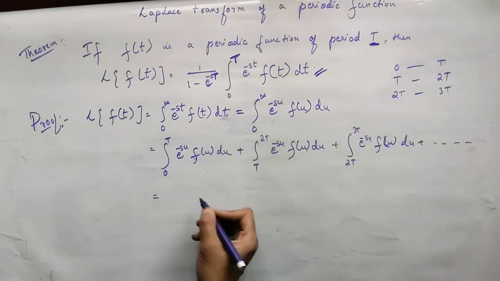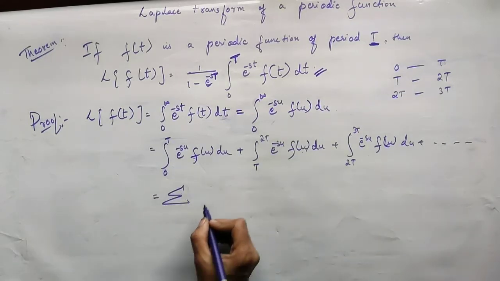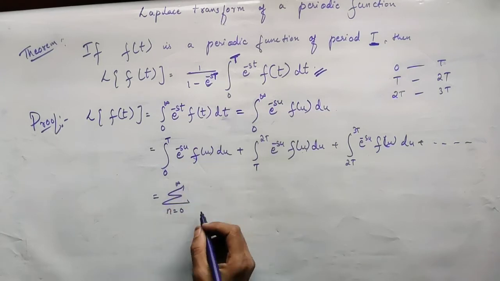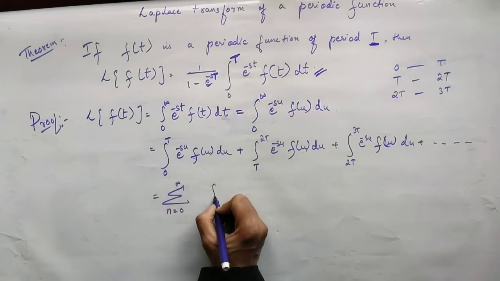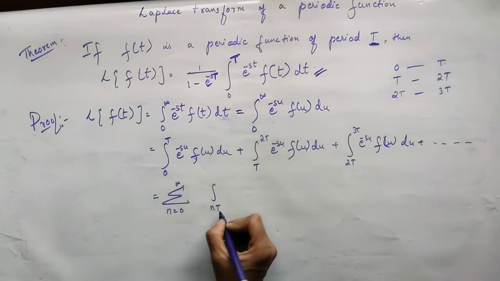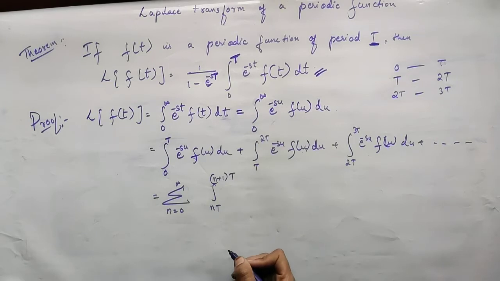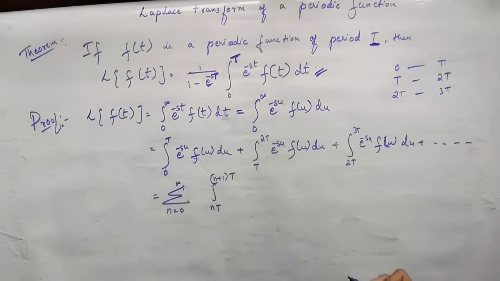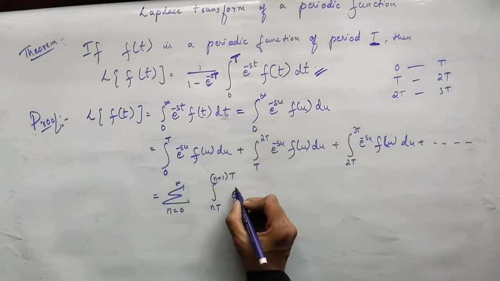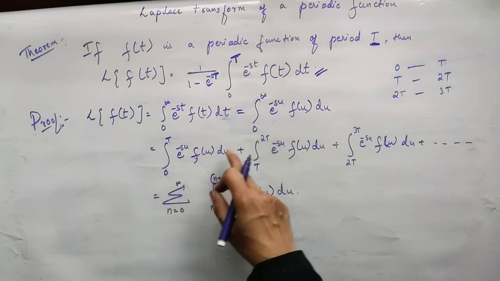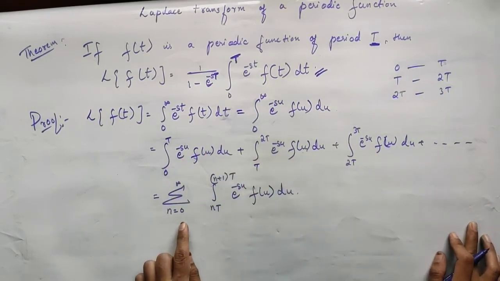Now I can rewrite this in a simpler form, that is, summation for n going from 0 to infinity of the integration from nT to (n plus 1)T of e to the power minus su, f of u du. All of this I can write in summation form like this. Is it not? Just check it.